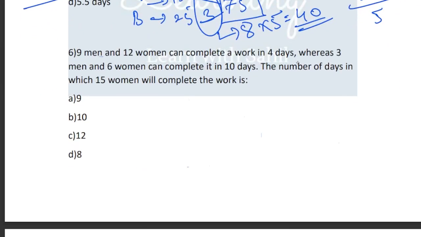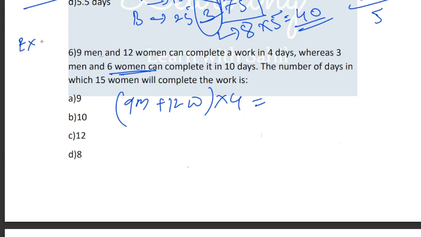9 men and 12 women can complete a work in 4 days, whereas 3 men and 6 women can complete it in 10 days. This question is quite lengthy, but it is not that difficult. The same work is being done by a different group of people, so I can equate it, because efficiency multiplied by days is equal to work. The same work is being done, so I can compare these two things.